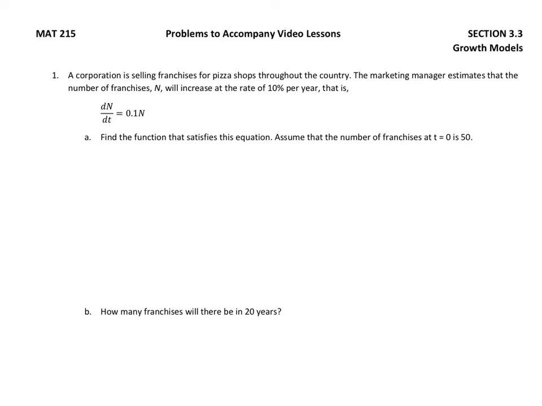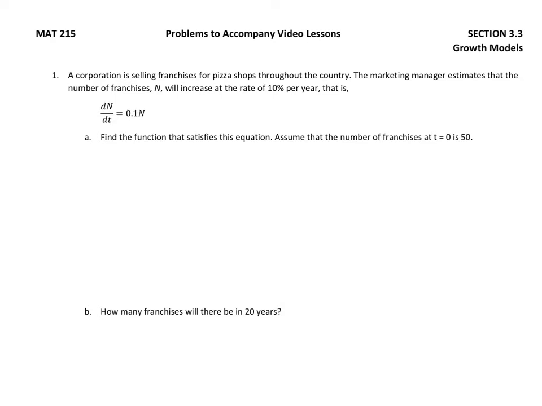Let's look at an example involving uninhibited population growth. A corporation is selling franchises for pizza shops throughout the country. The marketing manager estimates that the number of franchises N will increase at the rate of 10% per year. That is, the derivative of N with respect to t is equal to 0.1 times N. So here we're representing the 10% as a decimal, 0.1, times the function N.